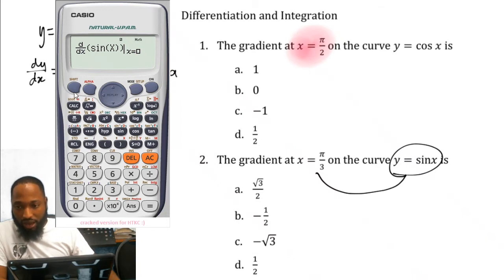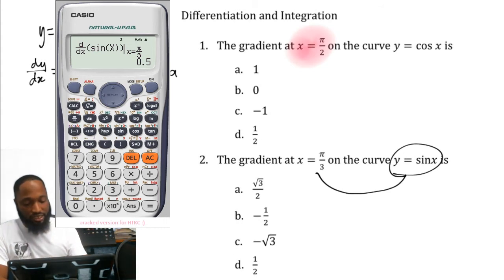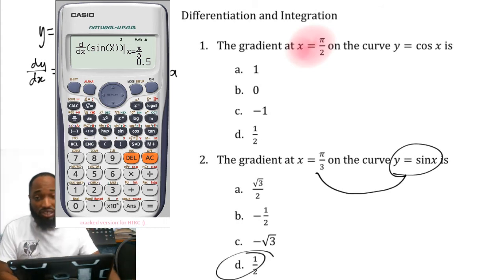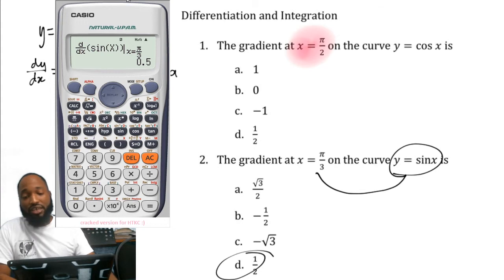So you're looking at the value of, so I'll select fractions here. Pi and 3, right? So shift, then pi, 3, equal. So 0.5 is the answer. So D is the answer. Why is in the chat if you understand the calculator method? Why is in the chat if you understand the other method?